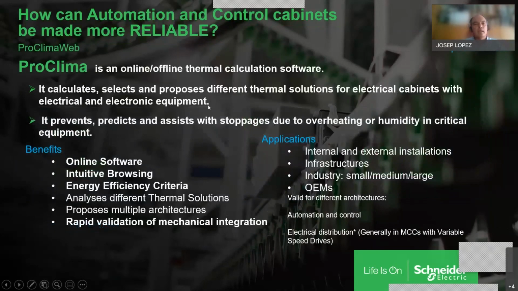So on that, let me please introduce globally the ProClima web, an online and offline thermal calculation software. It defines, measures, analyzes, and implements the solution, and it calculates and proposes different thermal solutions for electrical cabinets, especially on automation and control equipment. It prevents and predicts overheatings and technical breakdowns.